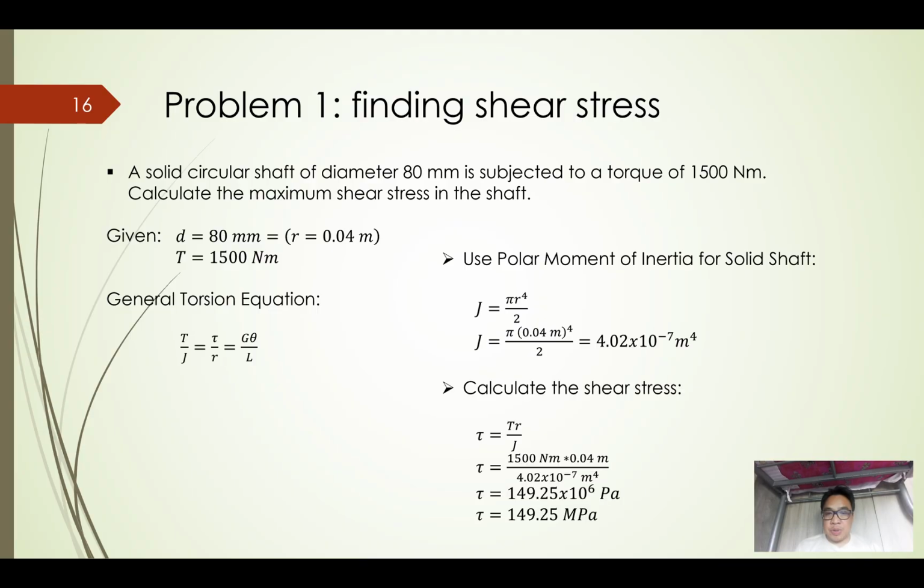Now calculate the shear stress. With the general torsion equation, shear stress is equal to torque times the radius all over J. Upon calculation, it will give us 149.25 megapascal.